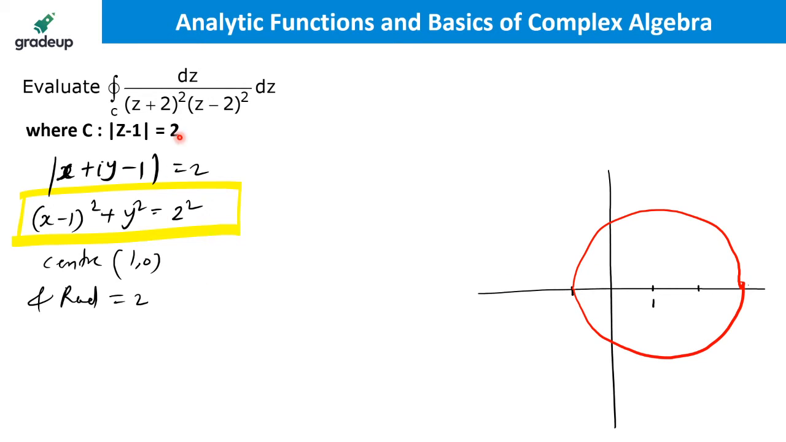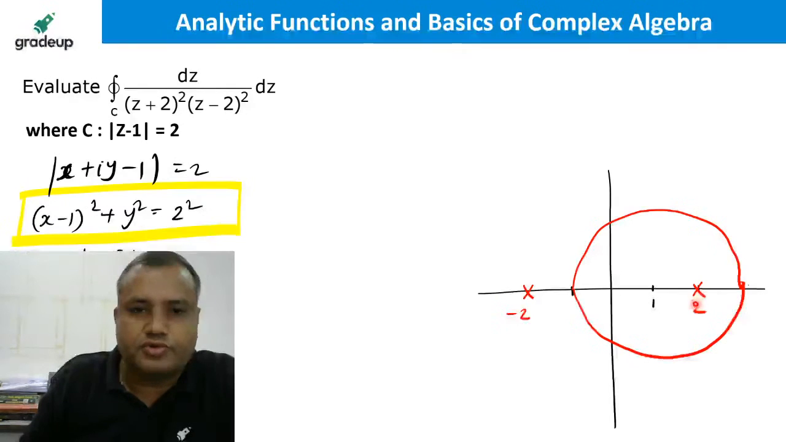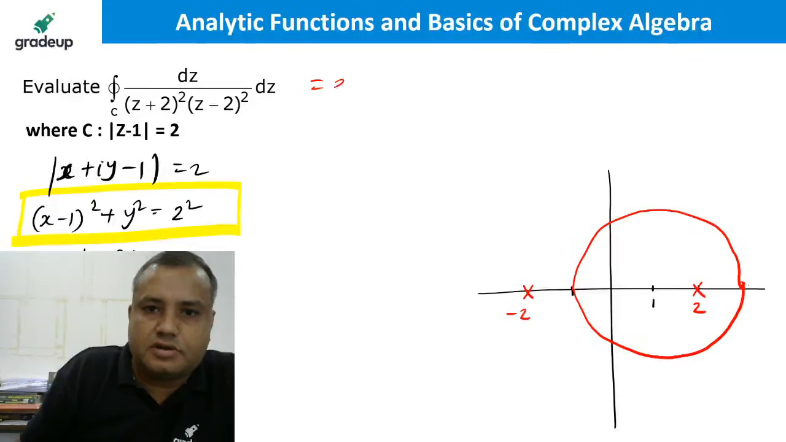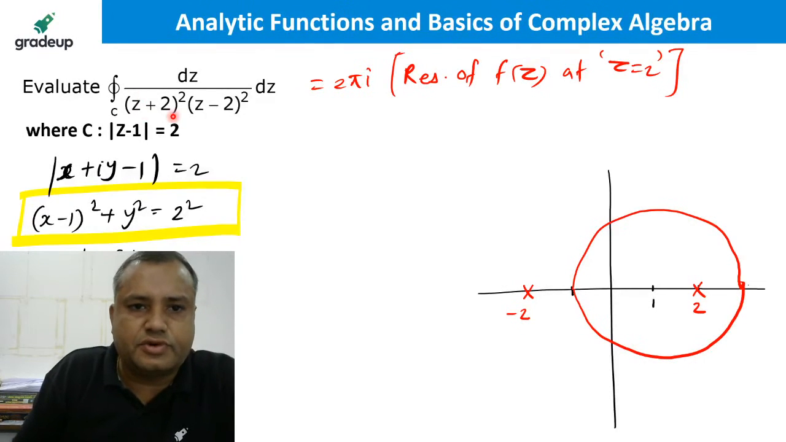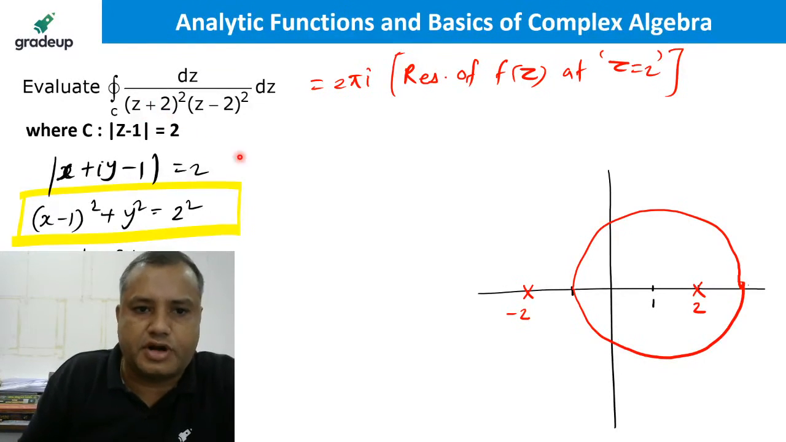Now, poles are minus 2 and plus 2. So minus 2 will definitely be lying outside and plus 2 is lying inside. So only the residue corresponding to z equal to 2 will contribute to the integration. So 2 pi i times the residue of f of z at z equal to 2. This z equal to minus 2 is lying outside, it will not contribute.